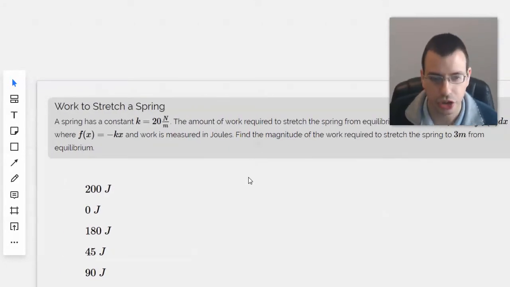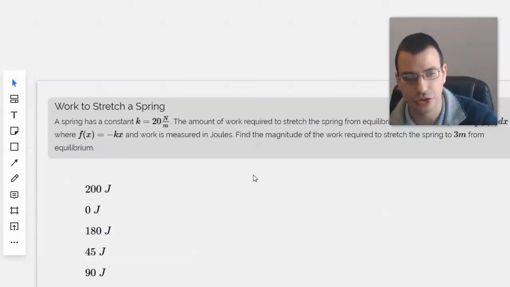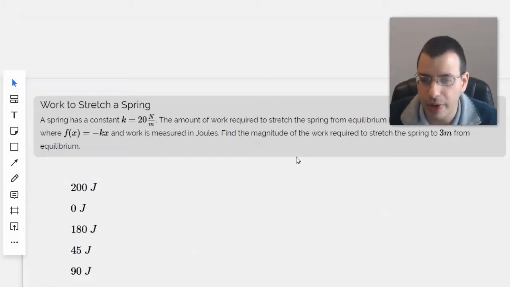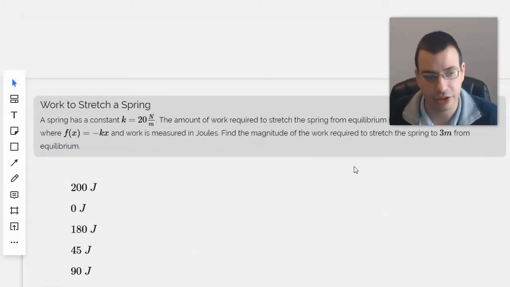Work is measured in joules, which is newton meters. Find the magnitude of the work required to stretch the spring to 3 meters from equilibrium.